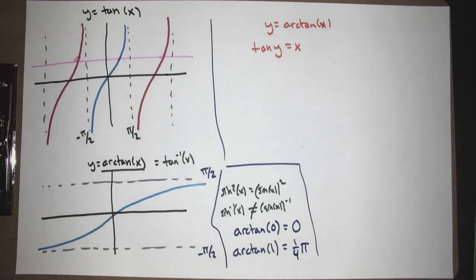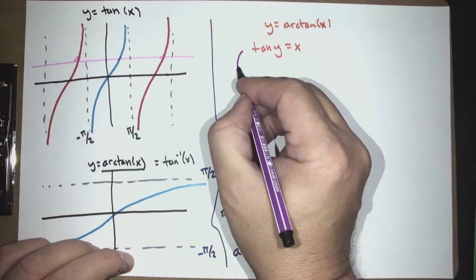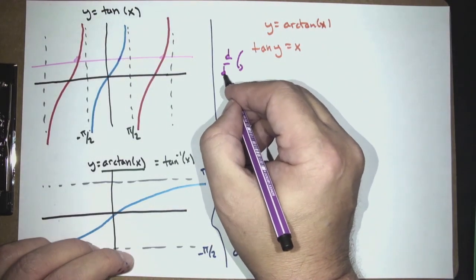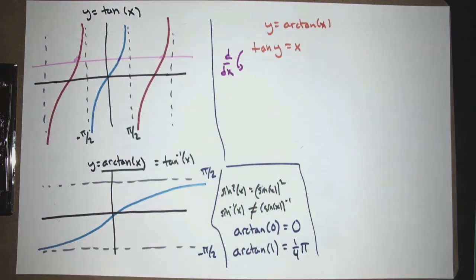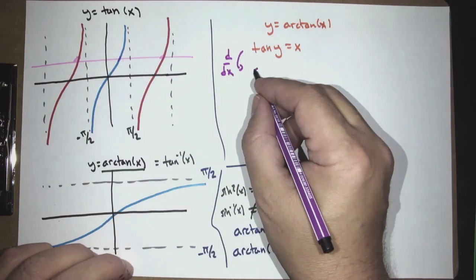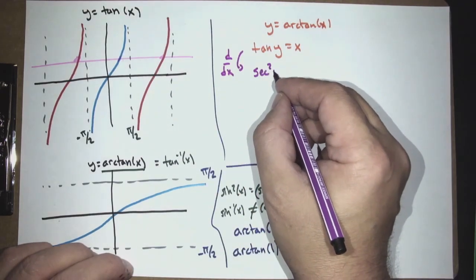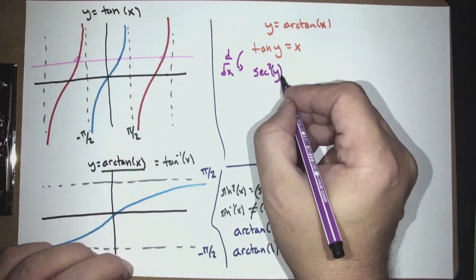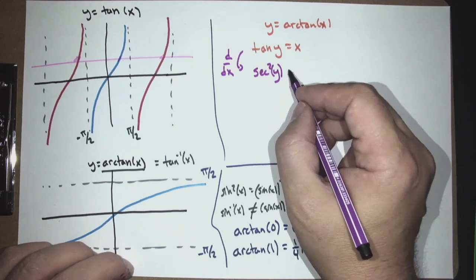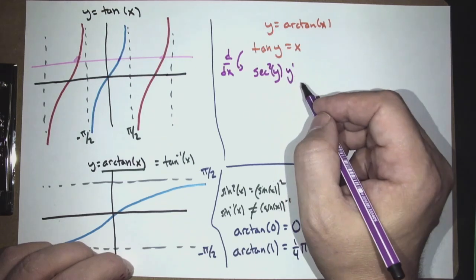And now we'll take the derivative. We're going to take the derivative of both sides with respect to x. Should we do the left or the right first? We've got to do both eventually. Left? Okay. What's the derivative of tangent? Secant squared. Now, is there anything else that we need? Y prime. Why do we need a y prime?